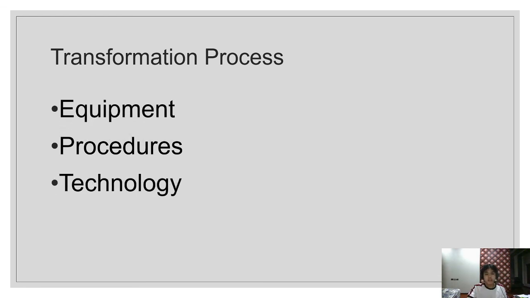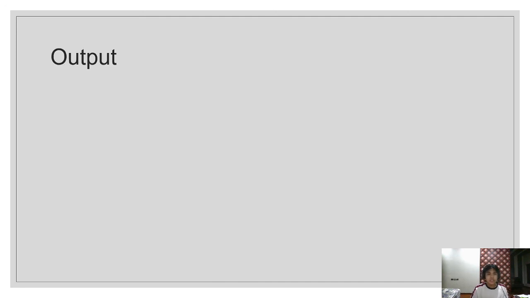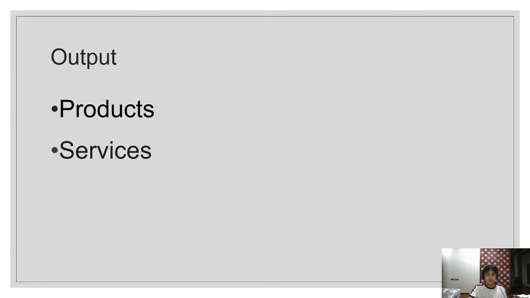Next is the equipment and technology. These two benefit business as they allow them to produce higher quality, make products more consistent, and be more cost effective. These both reduce costs and improve the health of employees. And lastly, output. Output has two factors which are products and services.